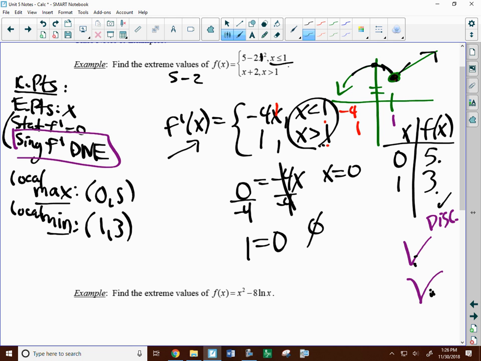Okay. That was a very different one than what we've seen. Definitely the critical point. No endpoints. Did the derivative, found one critical point, 0. Then I had to look at where the derivative does not exist. And it didn't exist at 1 because the slopes were different.